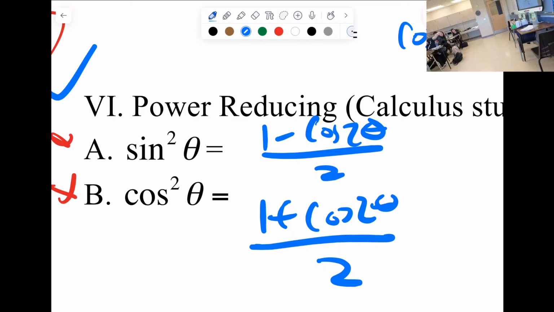Could we literally just write that and we get credit for the problem? Technically you can, because this one I don't need you to prove it. But if you can prove it, it's good.